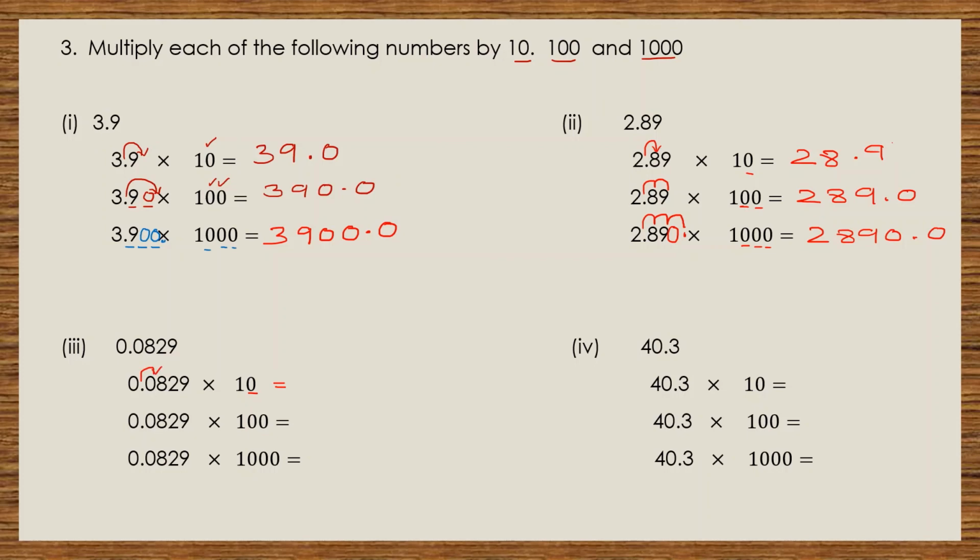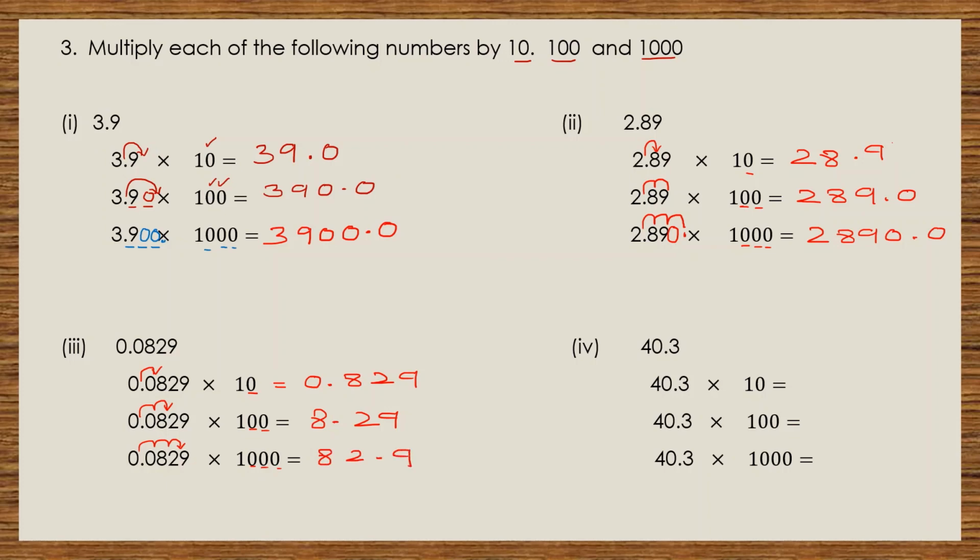Third question, 10 has only one zero, so the point moves one place to the right. So instead of writing two zeros, we can just write 0 before the point: 0.829. Second part, there are two zeros, point moves two places and comes there between 8 and 2. So it becomes 8.29. 1000 has three zeros, the point will move three places, 1, 2, 3, and comes between 2 and 9. So it's 82.9.